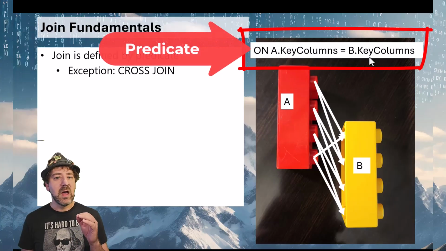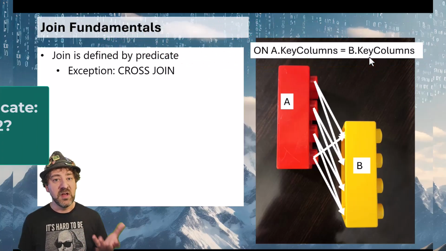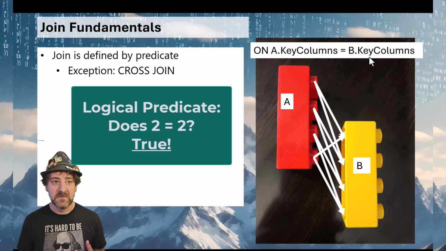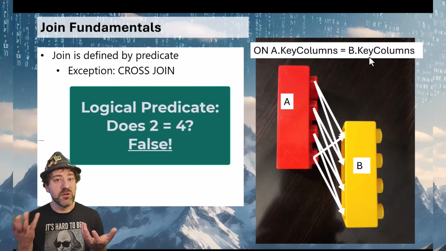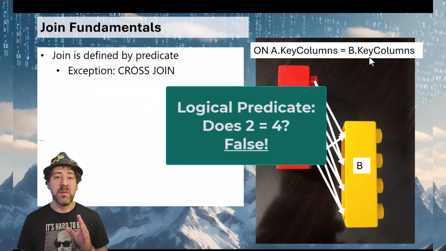What's a predicate? Predicate means I take a formula and I can assess whether it's true or false. For example, does the number 2 equal the number 2? I can assess whether that is true or false. 2 equal to 2? That's true. 2 equal to 4? That's false. Okay? So we know that a join requires a predicate.